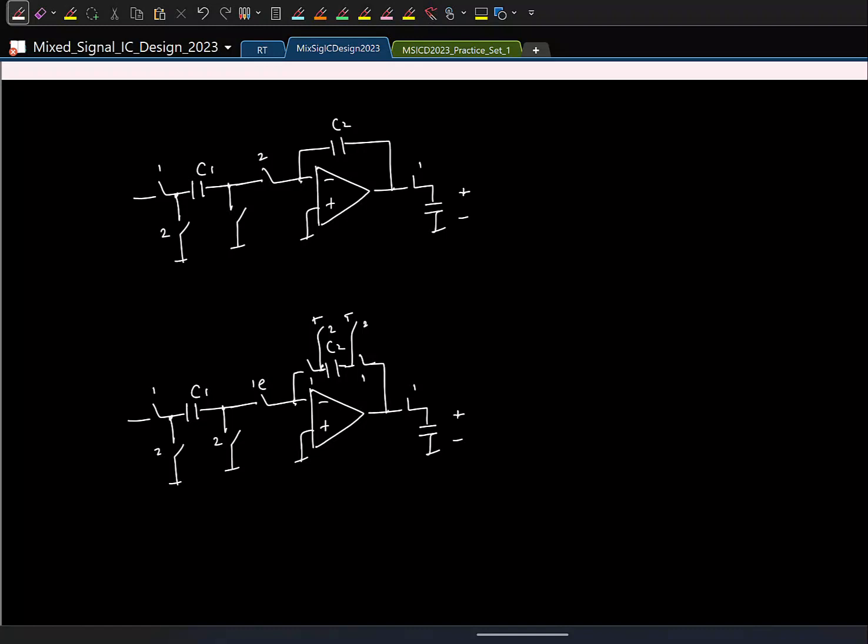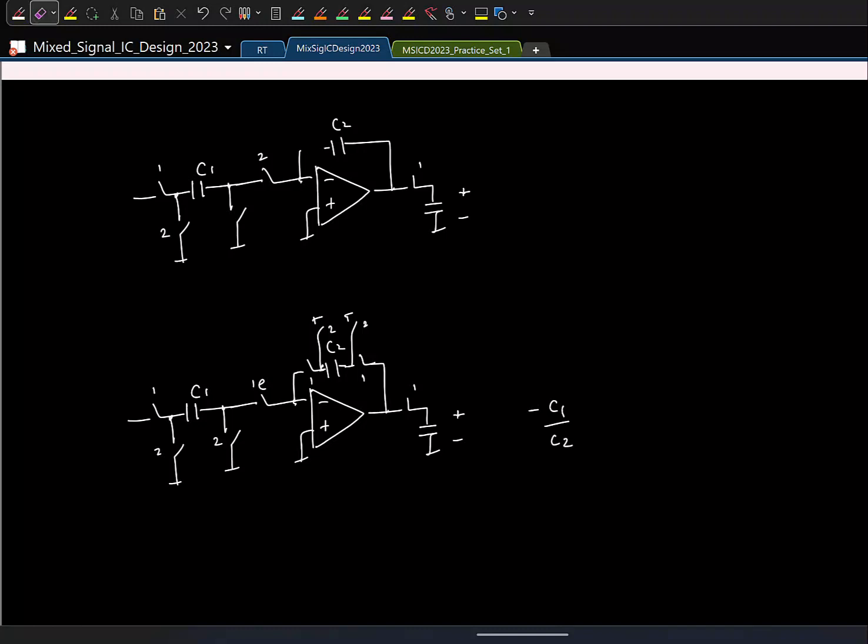Before that, you are not overlapping the clocks, right? In any switch cap circuit, if you have multiple clock phases, everything must be non-overlapping. Non-overlapping means none of the clocks should be on at the same time. Basically, no two clocks should be active at the same time. That will screw up the circuit. So here the gain will be minus C1 by C2.